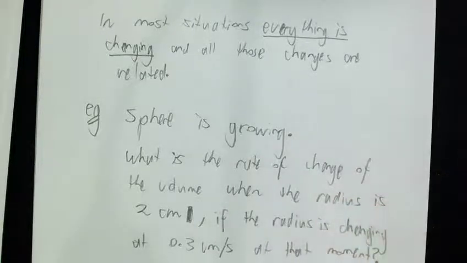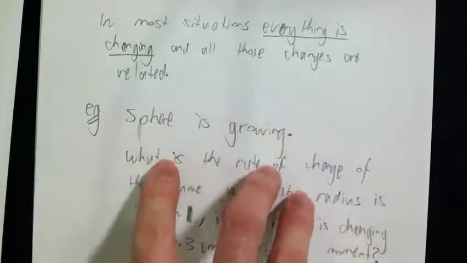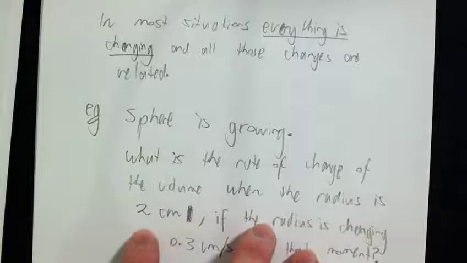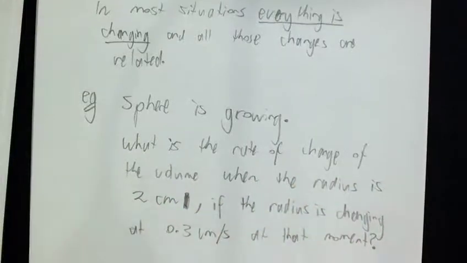Okay, so let's read that again. I've got a sphere that is growing. What's the rate of change of the volume when the radius is 2 centimetres if the radius is changing at 0.3 centimetres per second at that moment?